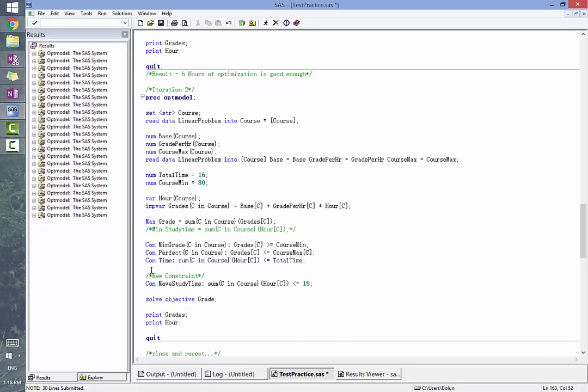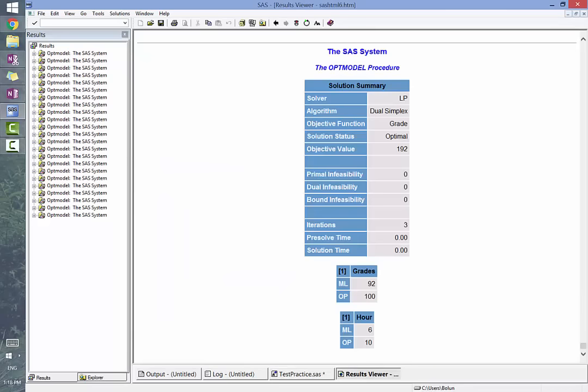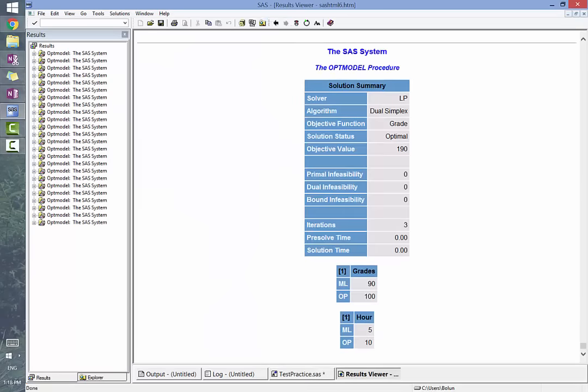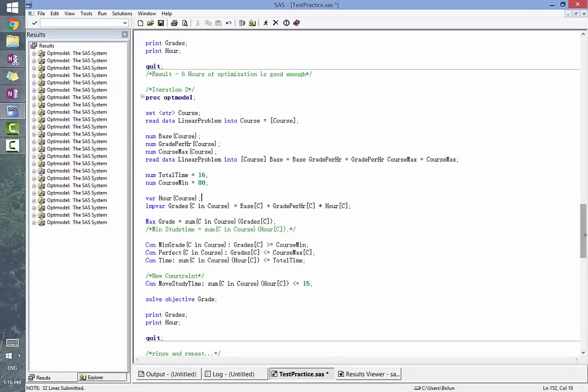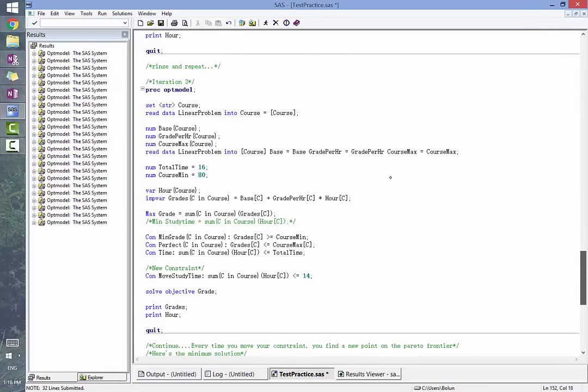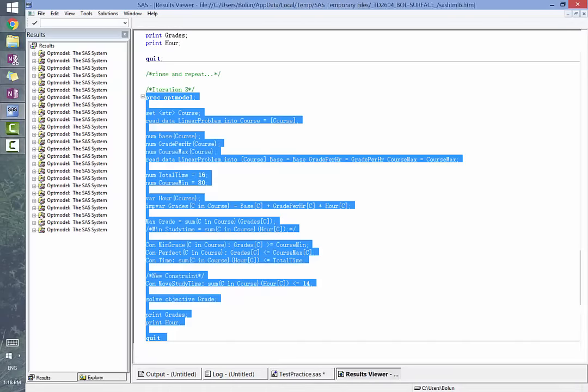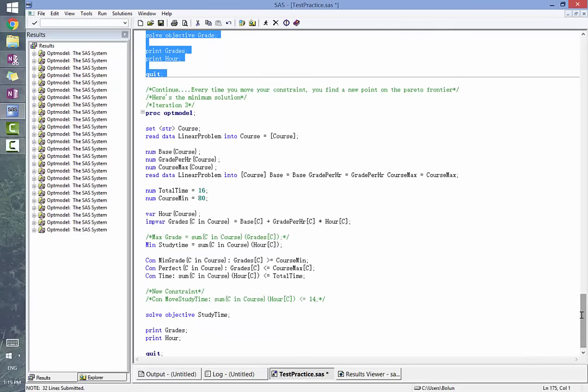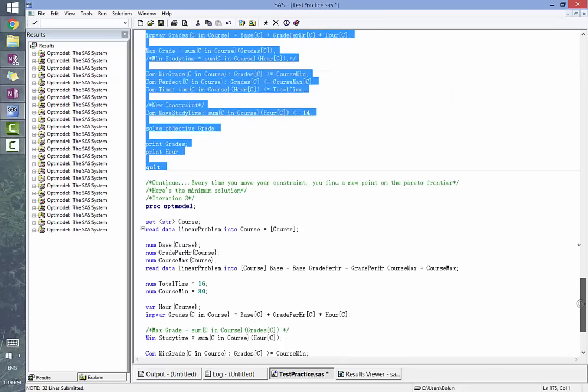So let's look at this example. Everything is identical except I'm adding a new constraint that says the total study time has to be less than 15 instead of less than total time. So let's run it. Boom, different outcome. You're studying for 15 hours. Here's your Pareto frontier. And again, we can set it to 14 and find a new point on the Pareto frontier, and rinse and repeat.